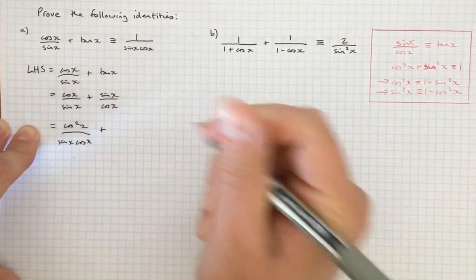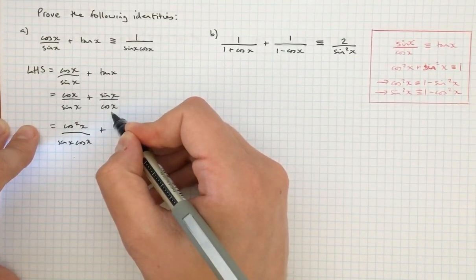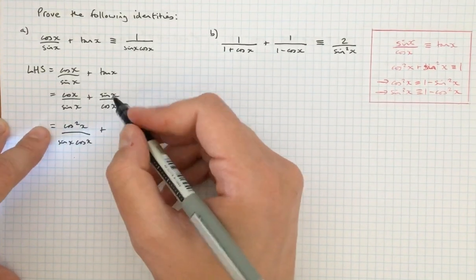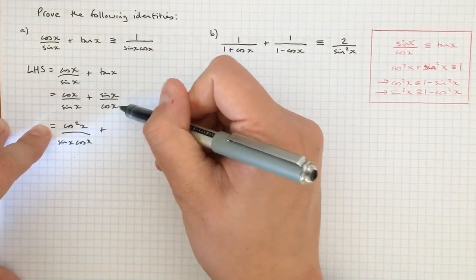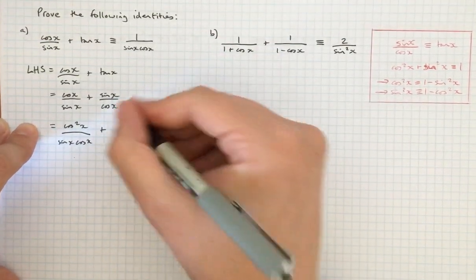And then for the second fraction, to get my common denominator of sine x cos x, I'm going to have to multiply, then I've done it wrong. No, I haven't. Okay, so to get my denominator here of sine x cos x, I'm going to have to multiply the numerator and denominator here by sine x.